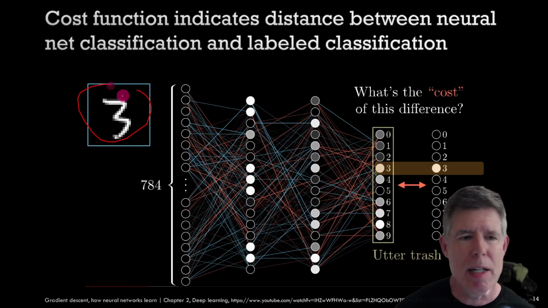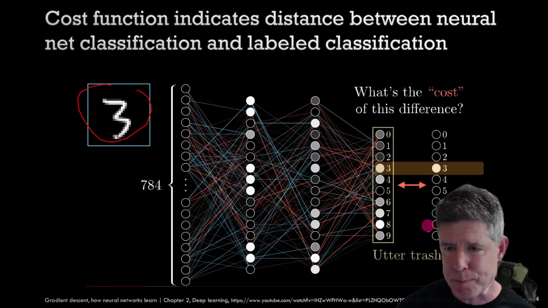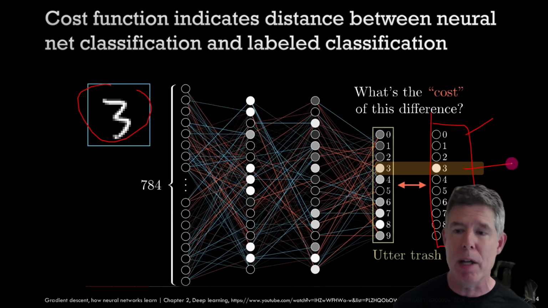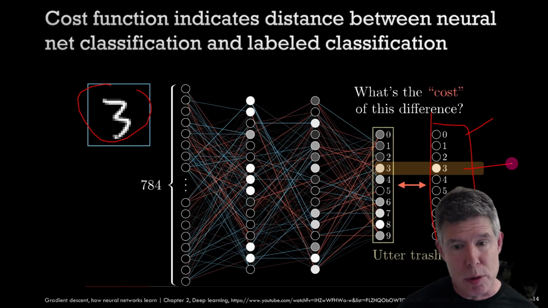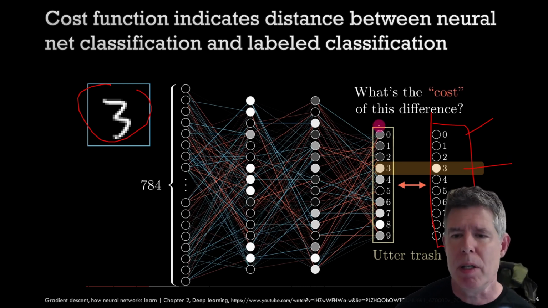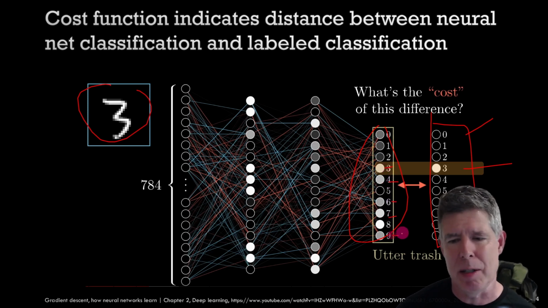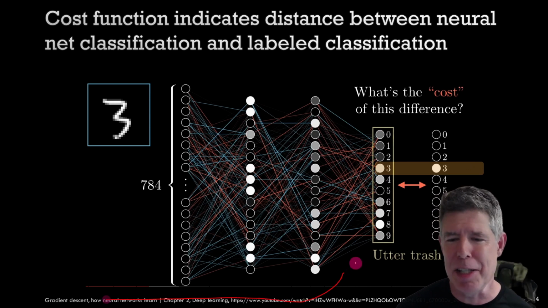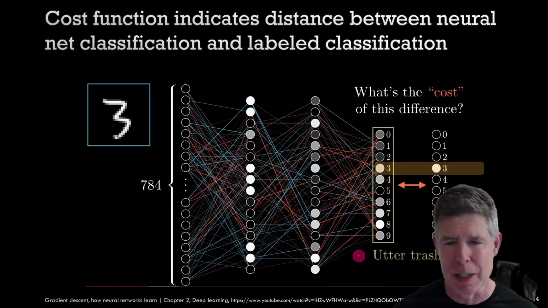Well, you pass it in a bunch of training samples like this 3, and your training labeled data says, here's the output vector, this is what it should look like, and by the way, it should light up 3 and only 3. But your model lights up 3 and a bunch of other junk here. So it's not exactly perfect, as they say in the video. Well, this is utter trash, it's wrong.